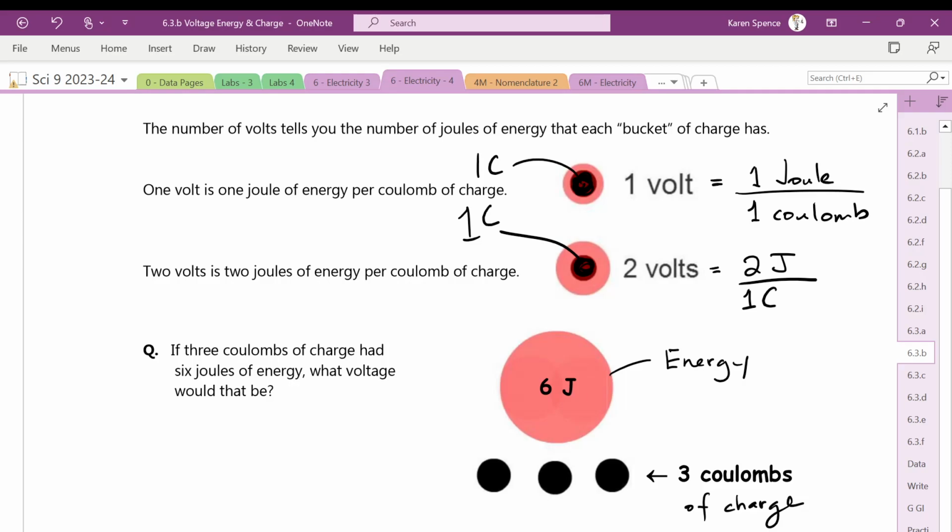1 joule and 6 joules and 3 coulombs. We got times that right now. Just sounds good.